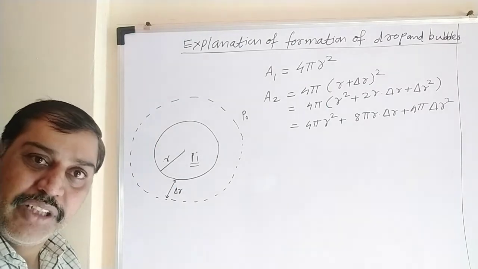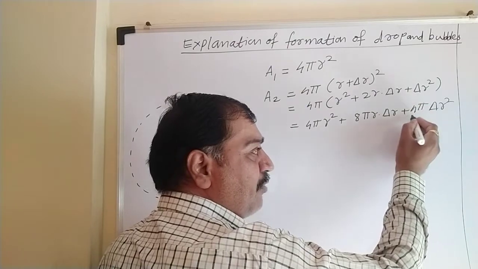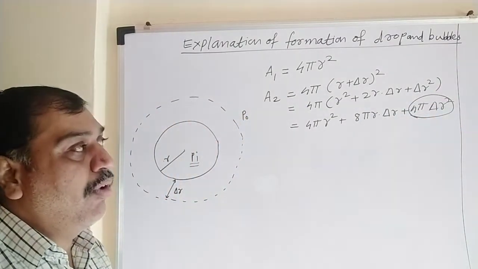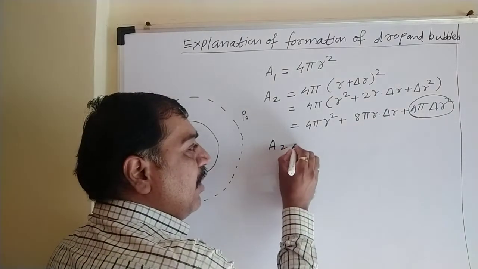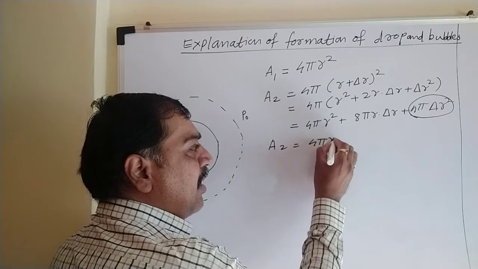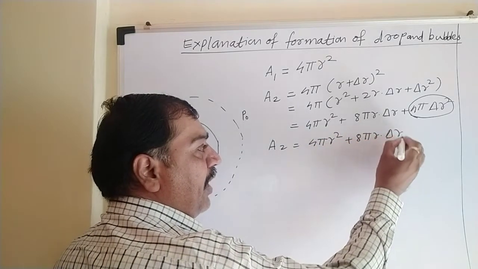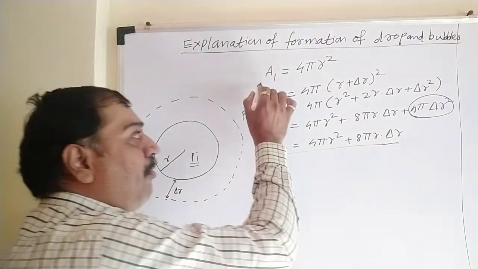As we have assumed already, this delta r is so small that there should not be a change in the pressure inside the drop. If delta r is very small, its square is very small, so we can neglect 4 pi delta r square. So we get A2 equal to 4 pi r square plus 8 pi r delta r. This is the area after blowing some pressure inside the drop, and the earlier one is before blowing the pressure.